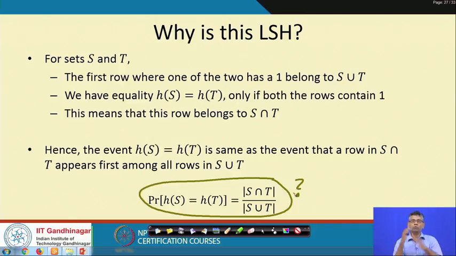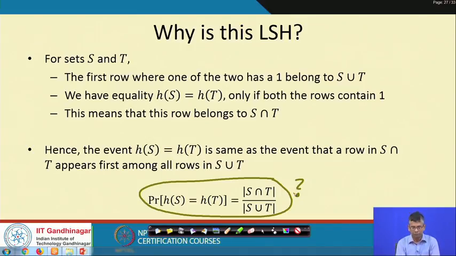So, think of the two columns S and T. Look at the different rows. Rows that are 0 in both S and T do not really need to be considered at all, because h of S will not be one of these rows and h of t will not be one of these rows. So, I might as well throw these rows out of the system.